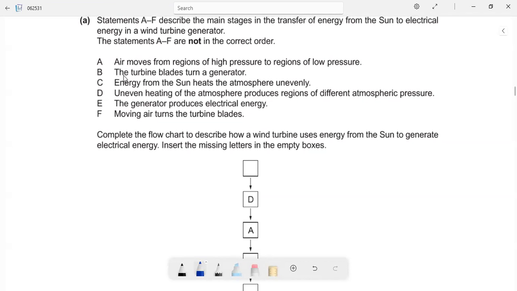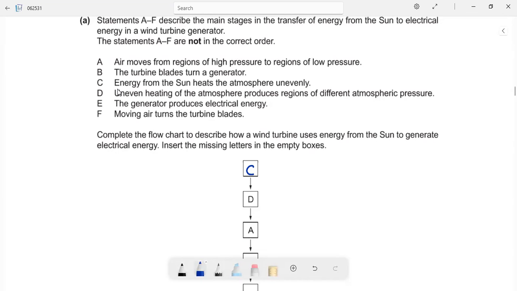A is already given. The turbine blades turn a generator, that is not first. Energy from the sun heats the atmosphere unevenly. So this is the first thing, C. Next, the uneven heating of the atmosphere produces regions of different atmospheric pressure. This is also given. Air moves from regions of high pressure to regions of low pressure.